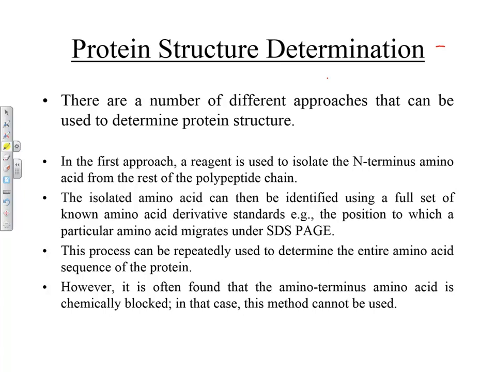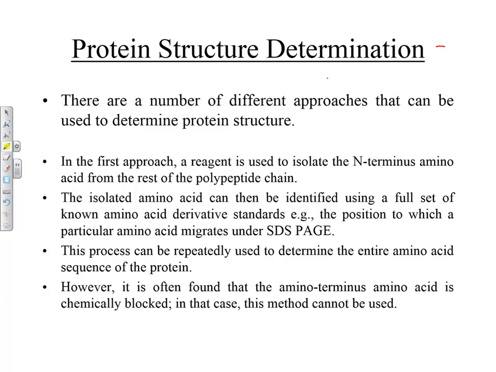Then you can figure out where it goes under gel electrophoresis, and you can figure out what that particular amino acid is. So in the first approach, a reagent is used to isolate the N-terminus amino acid from the rest of the polypeptide chain. The isolated amino acid can then be identified using a full set of known amino acid derivative standards. Example, the position to which a particular amino acid migrates on SDS-PAGE.